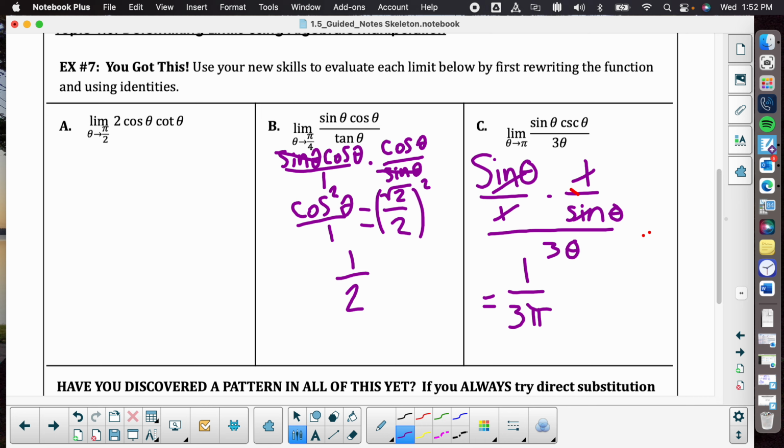I don't know which way to do it because I did it like that. I just plugged in pi over 2 for each of them. It's just 1, and then on top it's 0, over 1, just 0. But can I just write it like that, and then plug in from there? Yep.